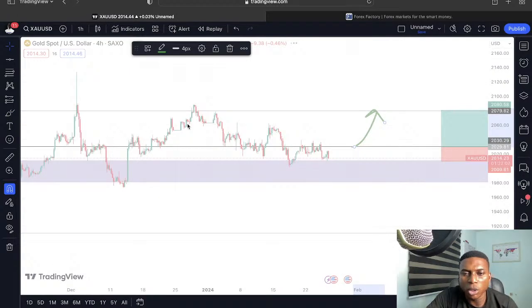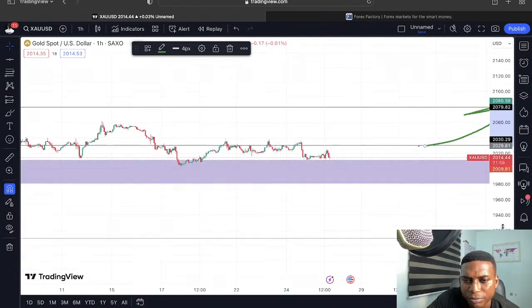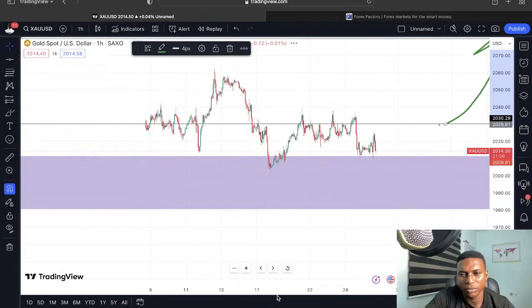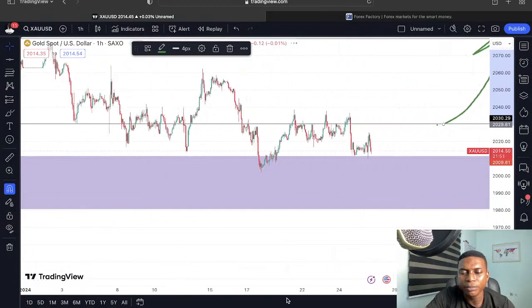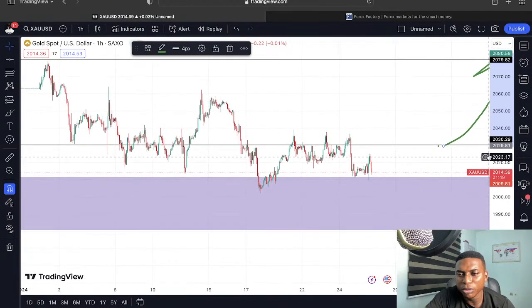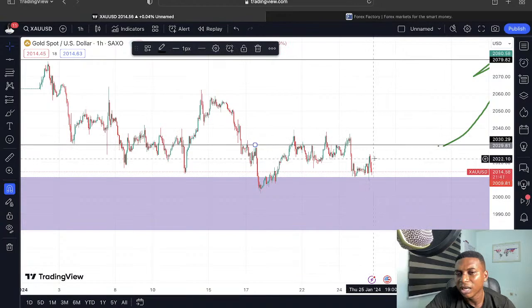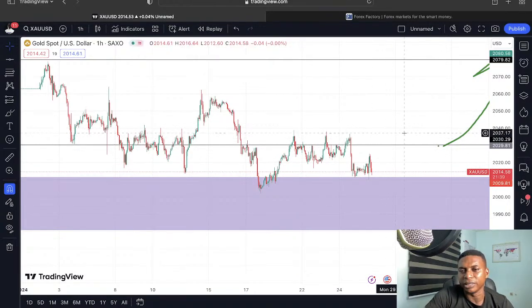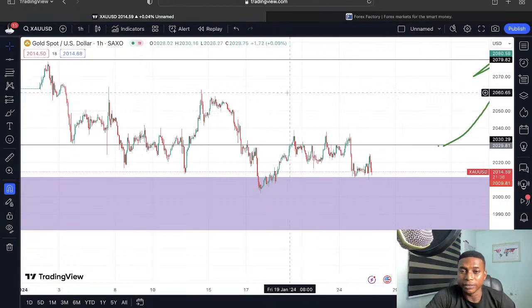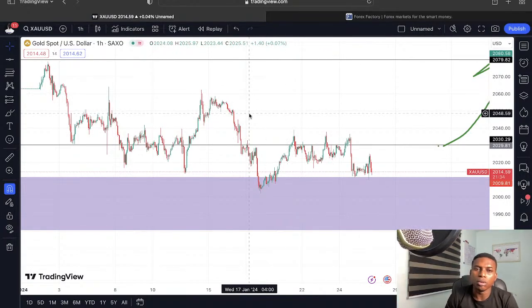Let's look at gold on the 1 hour time frame. On the 1 hour time frame, my decision still remains the same. Once gold breaks out of this level of minor resistance, I'll decide to start buying from this level. If you have any question with regards to my analysis on gold, please do well to drop it in the comment section and let's engage.